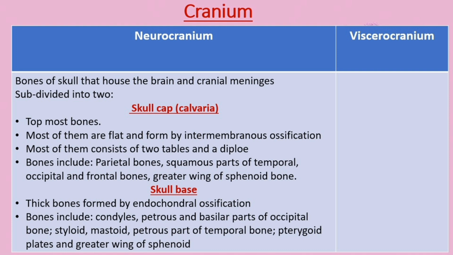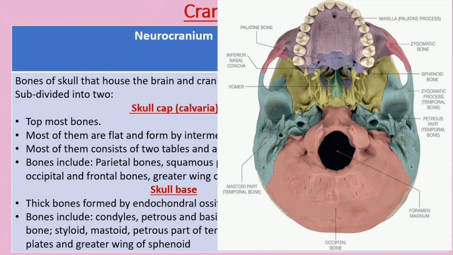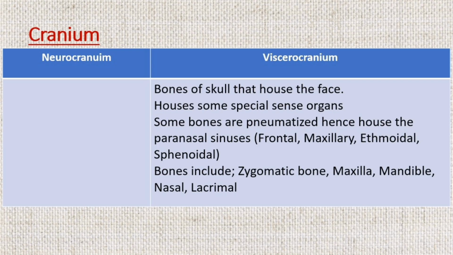It's important for you to look at these bones in an anatomy atlas so that you can familiarize with them. The skull base consists of thick bones formed by endochondral ossification. That is to mean that the bones are formed from ossification of a cartilage. The bones in the skull base include condyles, petrous and basilar parts of occipital bone, styloid, mastoid and petrous part of temporal bone, the pterygoid plates and greater wing of the sphenoid as well.